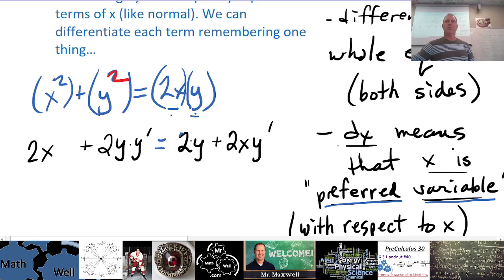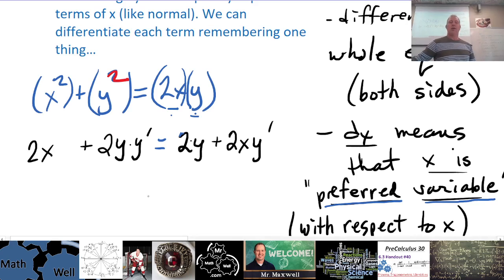So that's the first step of implicit differentiation. You do not have to isolate for y first. You just go ahead and differentiate each term, except wherever you see a y or have a y as part of a term, then that derivative is going to be y prime. The derivative of x is going to be 1. Right? So that's the big part.